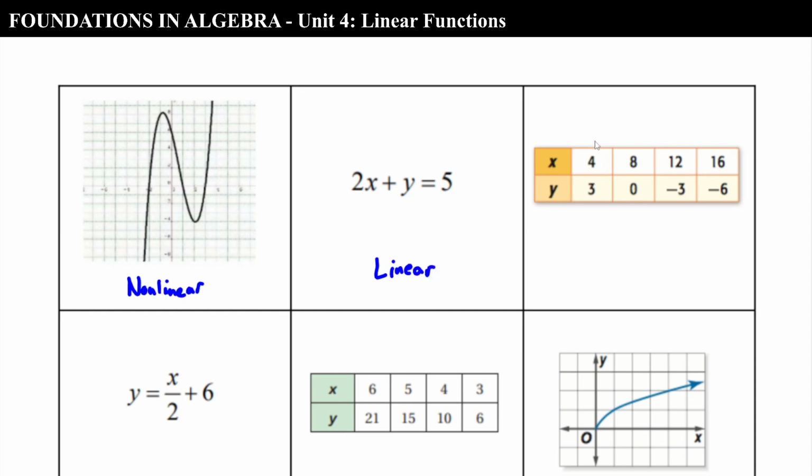All right, back to a table again. 8 minus 4 is 4. 12 minus 8 is 4. 16 minus 12 is 4. 0 minus 3 is negative 3. Negative 3 minus 0 is negative 3. Negative 6 minus negative 3, which is negative 6 plus 3, is also negative 3. So this one is linear.